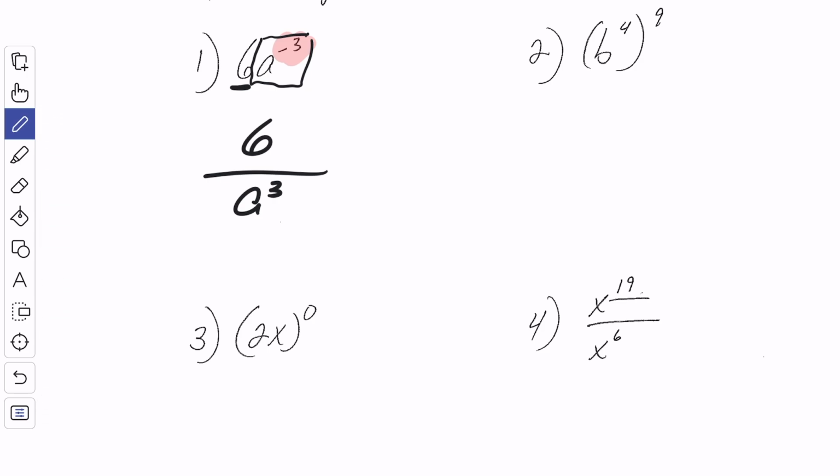For this one, we see that we have b to the 4th being raised to the 9th power. So this is a power to a power. And our rule with power to a power is we multiply. So 4 times 9 equals 36. So this is then b to the 36th power.